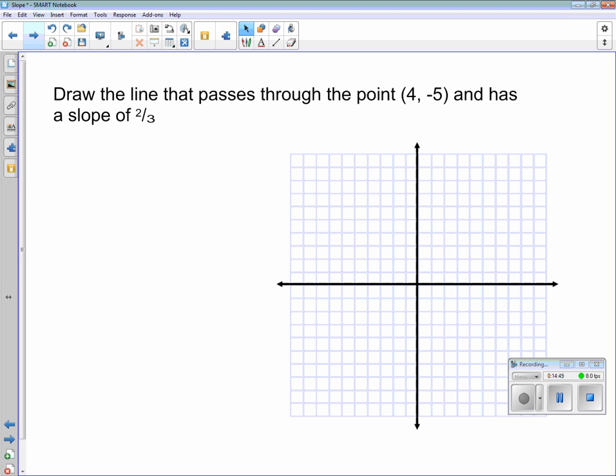I want us to look at some graph paper if you have it. I want you to do this problem. I'm giving you a point, and I'm giving you a slope. It's a little bit different. I'm telling you what the slope is, and I want you to draw the line. Start with that point, and then draw the line that has that slope. We're eventually going to write the equation of this line, but for today we're just going to talk about the slope of it. I'm going to start at 4, -5.